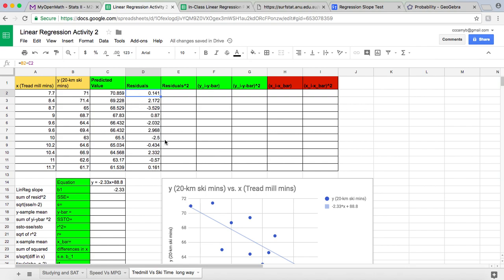So here are our residuals, and now we want our residuals squared because that's how we're going to get our SSE. Remember, the SSE is the sum of the residual squares. So we're going to say equals the residuals, and then to square it, we're going to go Shift 6 to get the little caret 2, and that says, hey, we're squaring it.